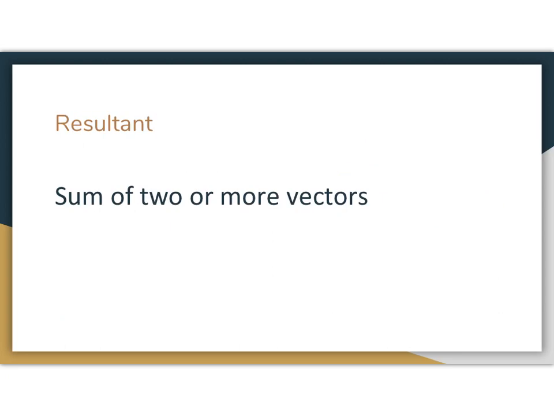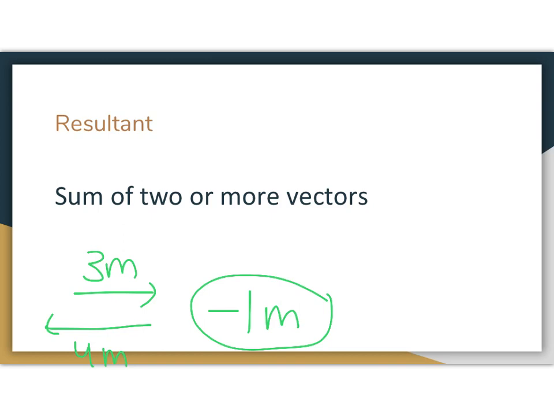So our resultant is the sum of 2 or more vectors. So for example, if I am going 3 meters to the right, and then I turn around and go 4 meters left, my resultant would be -1 meter. We know that from last chapter, but we really didn't focus on the vocabulary. So my resultant is the sum of 2 or more vectors.